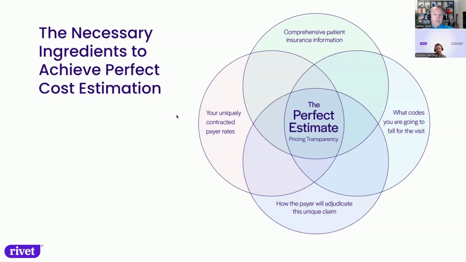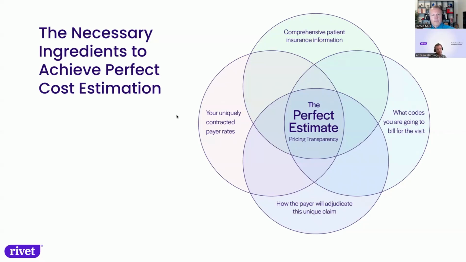So all four of those components work in unison to create a really good, accurate estimate. It's like a perfect replica of how that potential claim would be adjudicated, and then you prorate that across the patient share of their care. So those are what I think are the key data elements.